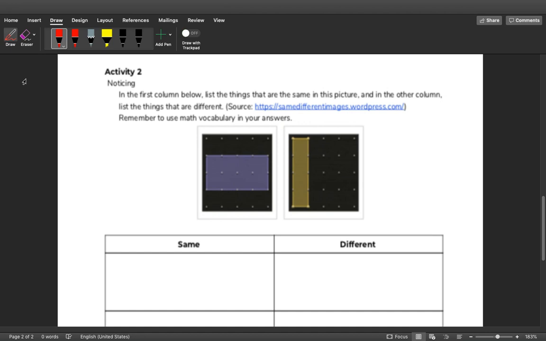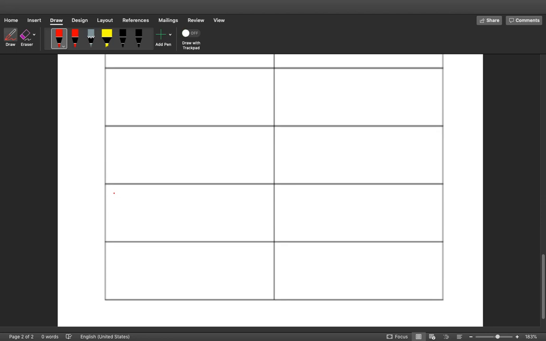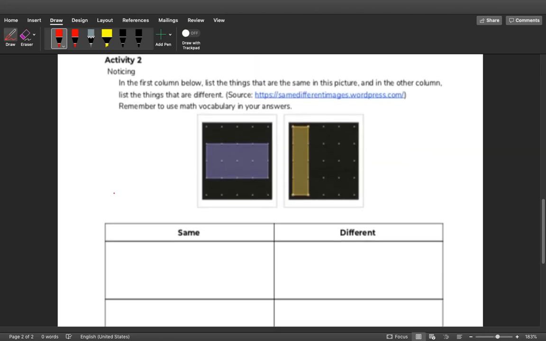So that's the main thing in this activity that I want you to focus on, that you're using that math vocabulary when you're telling what is the same about these two shapes and what is different. And you'll see that there's room underneath here for you to list 5 different things that are the same and 5 different things that are different. So try to fill up as many of those boxes as you can.